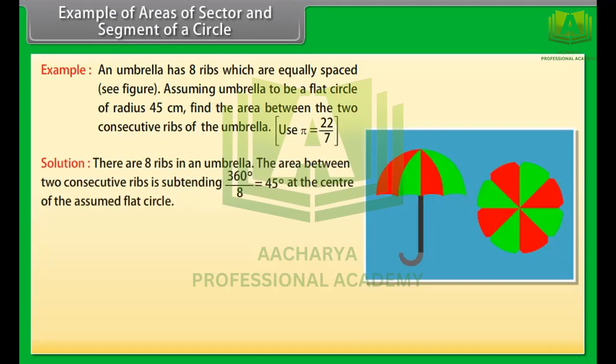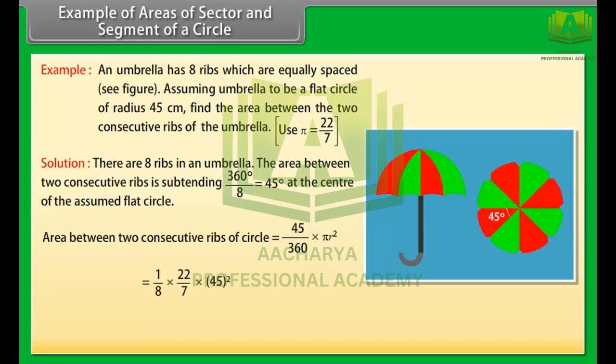There are 8 ribs in an umbrella. The area between 2 consecutive ribs is subtending 360 degrees upon 8, which is 45 degrees, at the center of the assumed flat circle. Area between two consecutive ribs of circle is 45 upon 360 into pi r square. Now by calculating it, we get 22,275 upon 28 centimeters square.